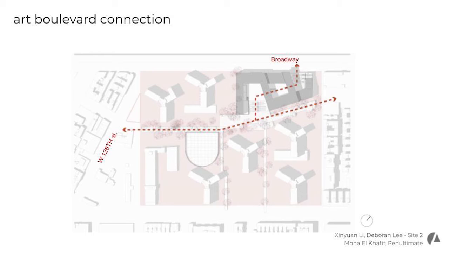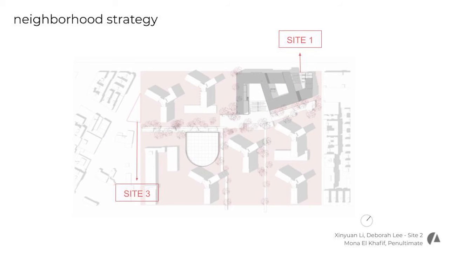One of the social stairs connects with the art boulevard and provides a place where people can sit and have some rest, to perform, and also leads to the elevated Central Plaza to make connection to the Broadway street. The Art Boulevard and the Central Plaza also serve as a node between Site 1 and Site 2, providing a pedestrian connection between the three sites.